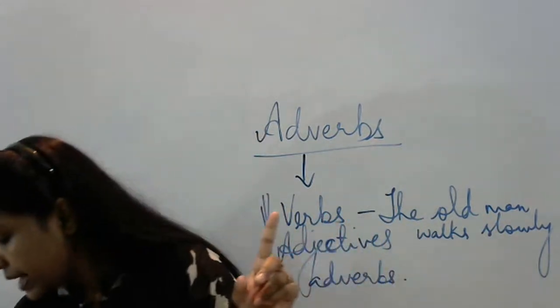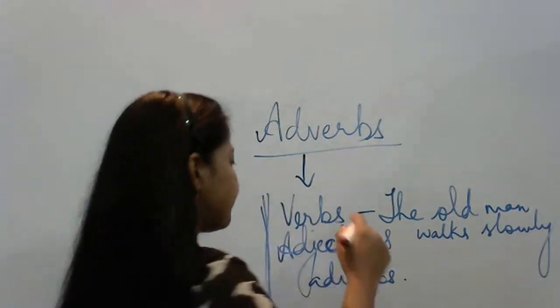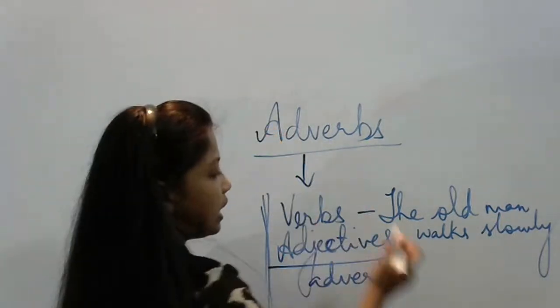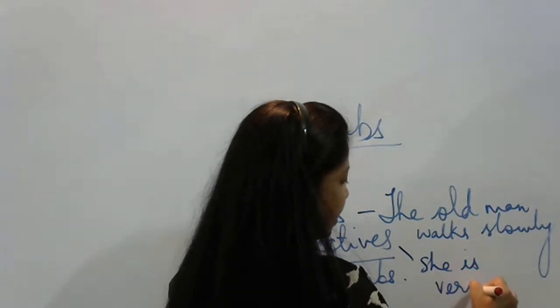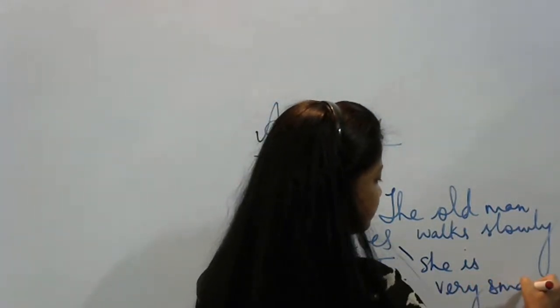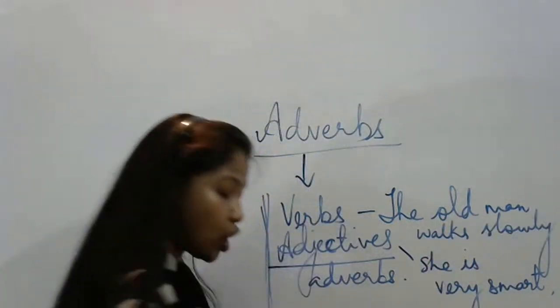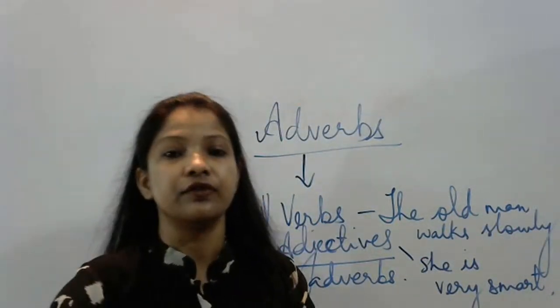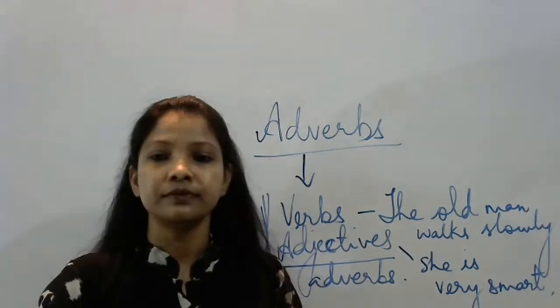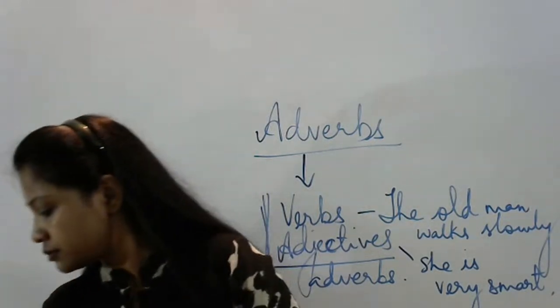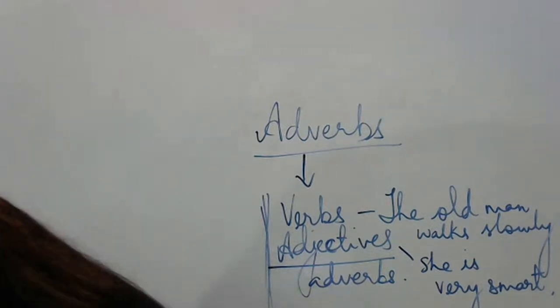Fine. Now, the next one is for adjectives. I can frame a sentence: She is very smart. I'm giving you short sentences. Which is the adverb? She is very smart. Which is the adverb?